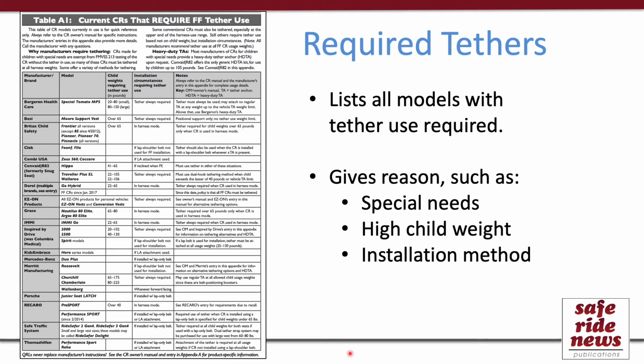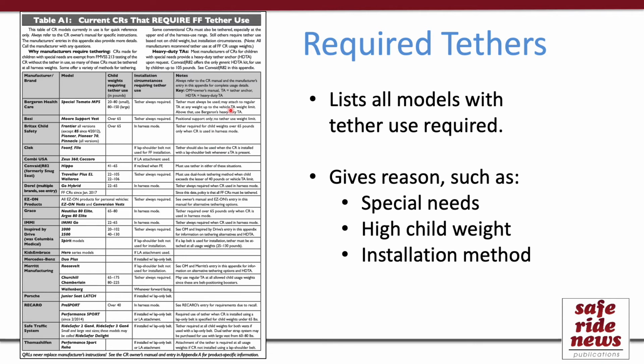And of course, all forward-facing Dorel models since 2017 require tethering per the instructions. So you can go to the Dorel entry to see all of its brands, which include Safety First, Costco, Maxi-Cosi, those kind of over that parent company of Dorel. And so this kind of gives an interesting synopsis of tethering requirements overall.